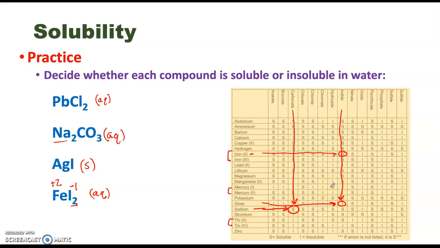So that's all we're going to do for that. Make sure you can read this table and apply this, and then we'll use it to determine what our precipitates are in chemical reactions.